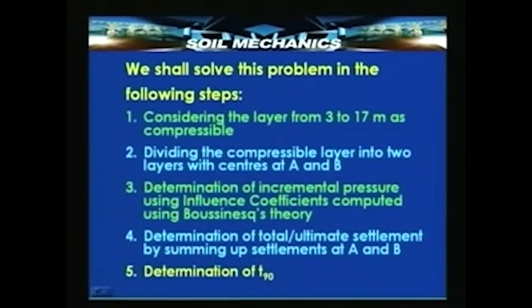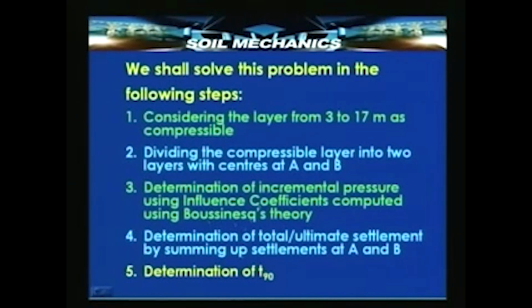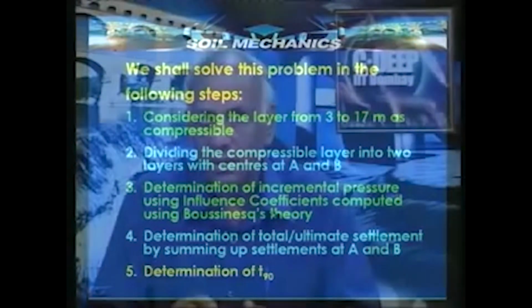Then this compressible layer is divided into parts here. So, in this case we shall be dividing this into 2 parts, and let the centers of these 2 parts, subdivisions of the compressible layer, be at A and B. Then next thing is to determine the incremental pressure that is coming at A and B due to the applied load of 1100 kilonewtons.